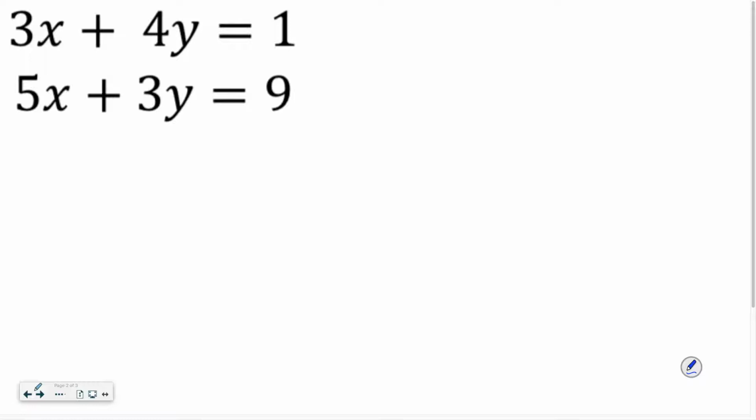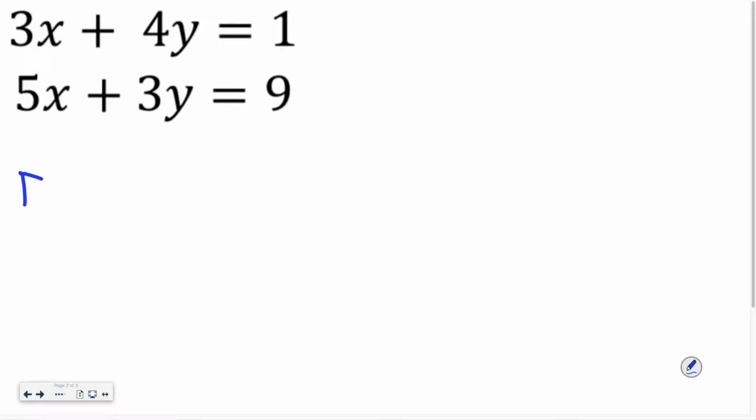This is your system of equations, okay? Since this is a two-variable system, we're going to have three determinants we need to find, okay? Always start with determinant D.